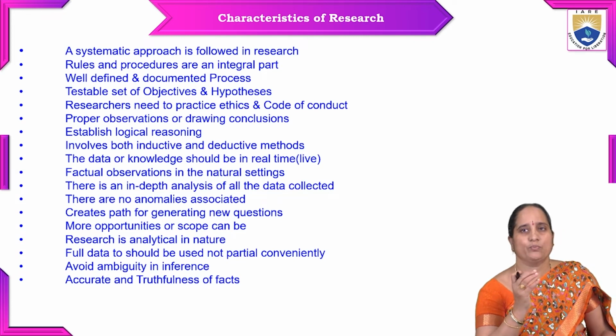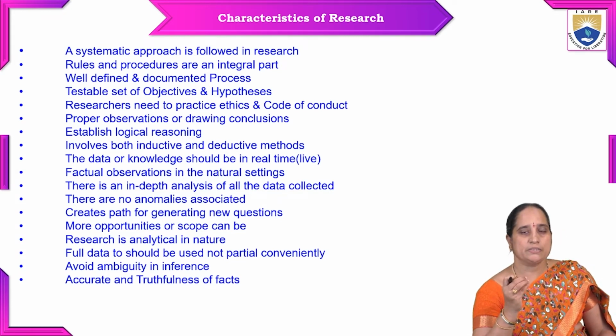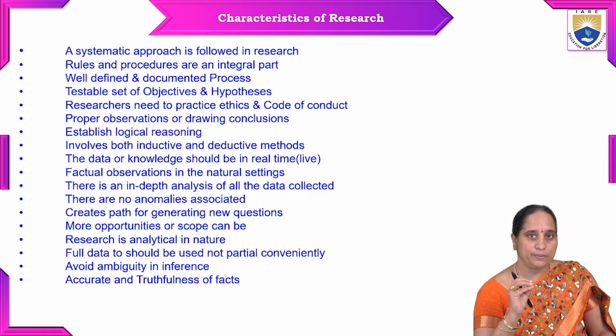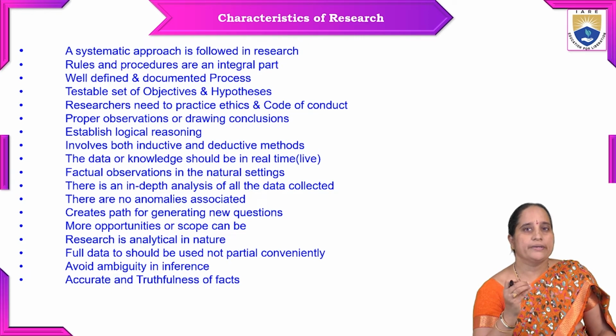See, objective means what is the purpose? The purpose should be clearly defined, and that should be tested by taking some assumptions. Those assumptions are known as hypotheses. So that's what we have to test by way of significance. And researchers need to practice ethics and a code of conduct. So like all other professions, researchers also have some sort of ethics they have to follow, and they will have their own code of conduct.